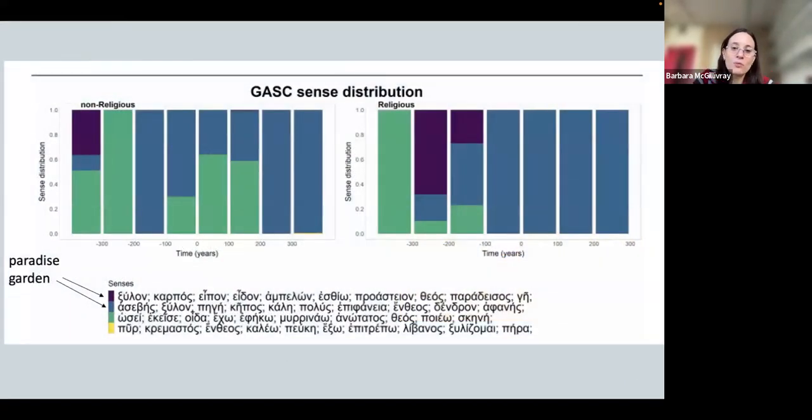So what we did was we had not just a split by time, which you can see in the different bars, but also a split by genre. And for simplicity, we just split by religious and non-religious texts. And then we looked at the change in the different meanings over time, and you could see the difference between religious texts, where the sense of paradise appears, and the non-religious ones, where it is much less prominent.